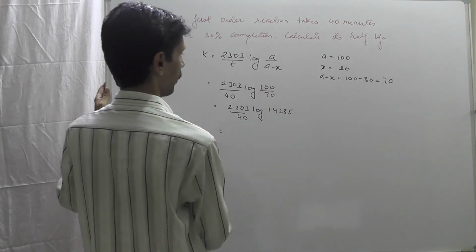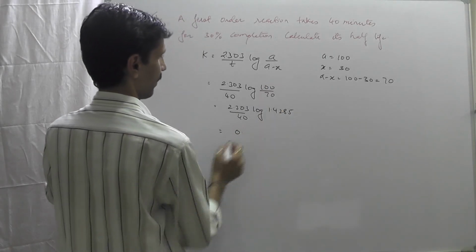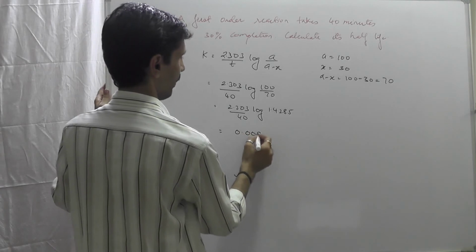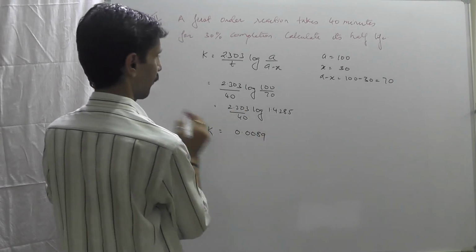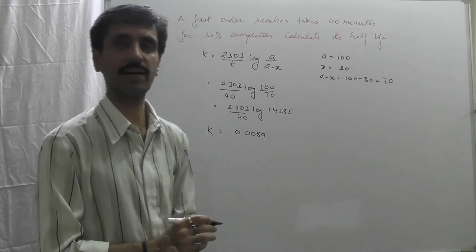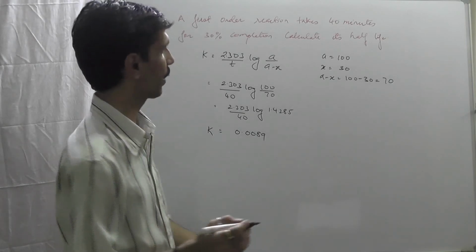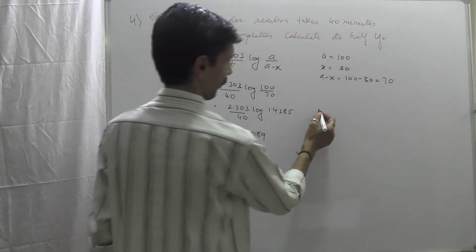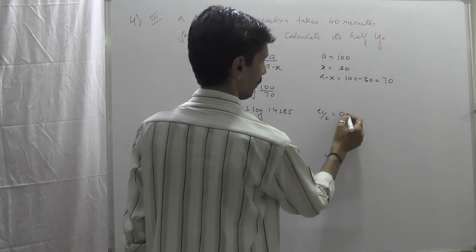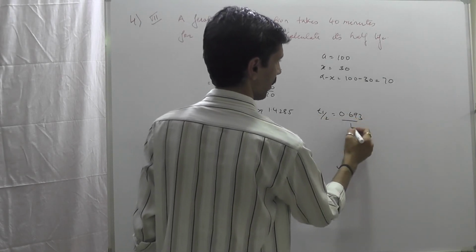Alright, so the entire answer that we get is 0.0089. This is the value for K. Okay, हमें rate constant मिल जाता है. अभी हमें क्या फाइंड करना है? हाफ लाइफ. So T half is equal to 0.693 upon K.